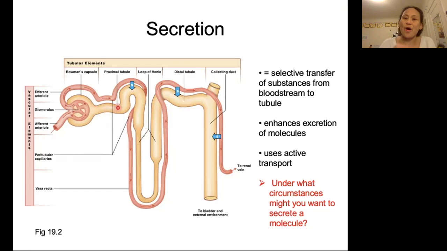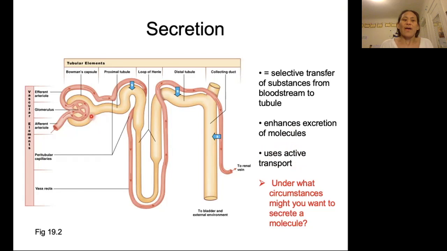But if there are special molecules that you especially want to get rid of, you can add more of that molecule to the tubule by taking that out of the bloodstream and secreting it into the lumen of the tubule. Okay, so that's the whole idea behind secretion. I also want to say that it uses active transport.